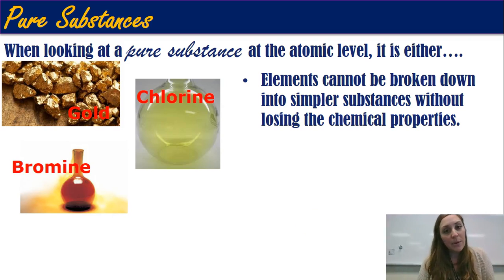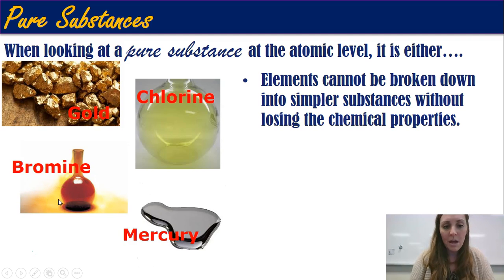Bromine is a liquid at room temperature. It is the only non-metal that is liquid at room temperature. And it is brown. It has a very thick vapor layer above it, so that's why you see all this gunk on the outside. Mercury is an element, so all of the mercury atoms are exactly the same. Mercury is the only metal that is a liquid at room temperature.